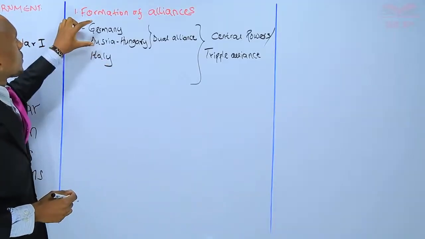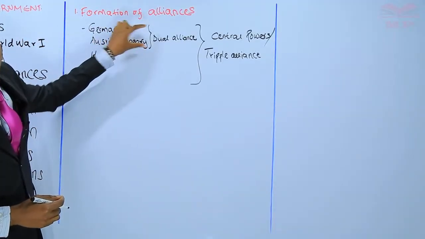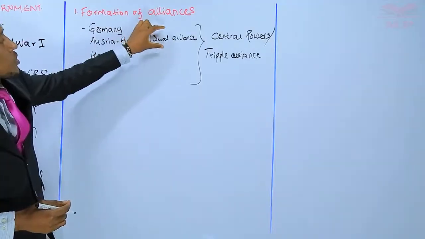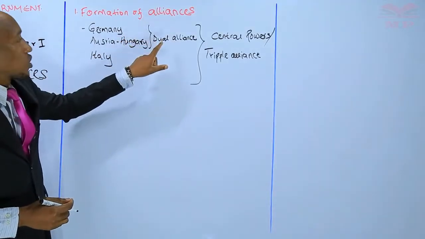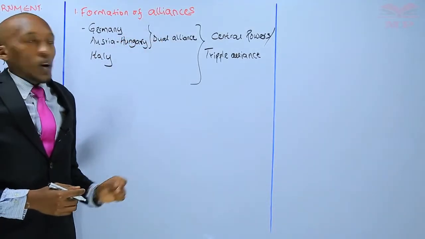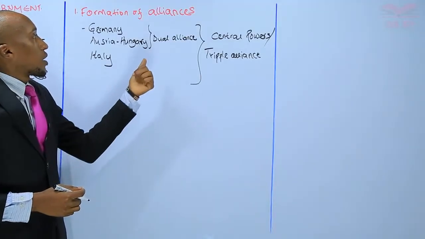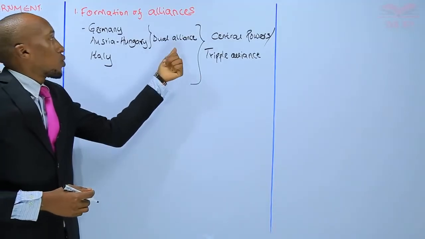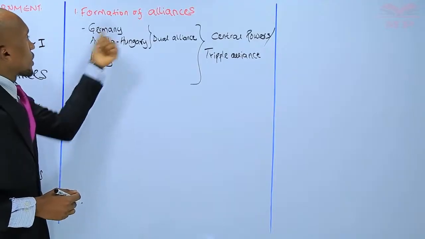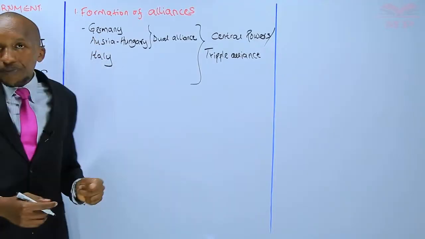But initially, Germany and Austria had made an agreement between the two countries, which was at that time referred to as the dual alliance. So at some point you could be asked, who are the parties of the dual alliance? The answer is Germany and Austria.